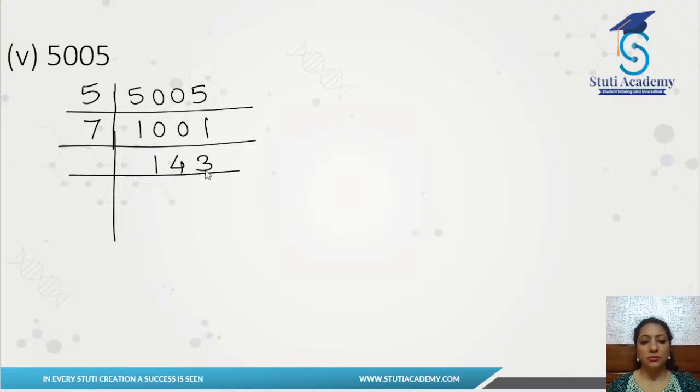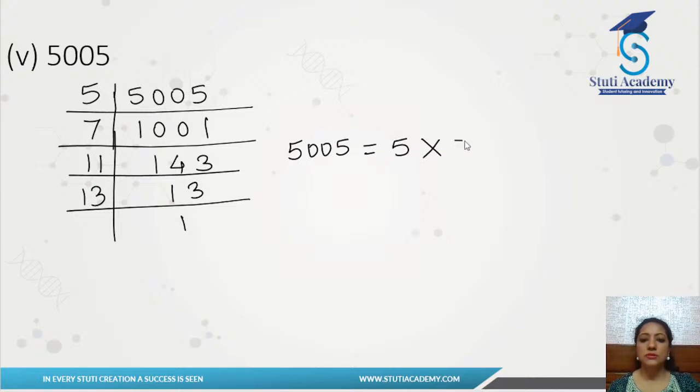Now 143. Let's try this one with 11. So this will go 1 time and then 3, 13. 13 we know it's a prime number. This will be divisible by itself. So we'll get 5005. This can be written as 5 into 7 into 11 into 13. So we have expressed this in the form of prime numbers. Okay, so now we are well versed with prime factorization. Let us proceed further.